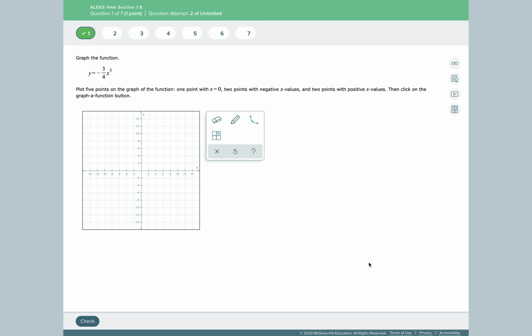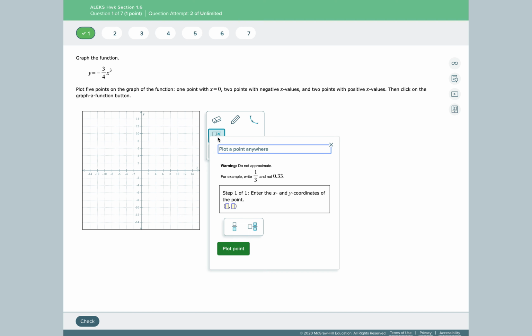Okay, for section 1.6 in this simulation, it says to graph the function y = -3/4 x cubed. To plot points, you click on this box here. If x is 1, your y value is going to be -3/4.